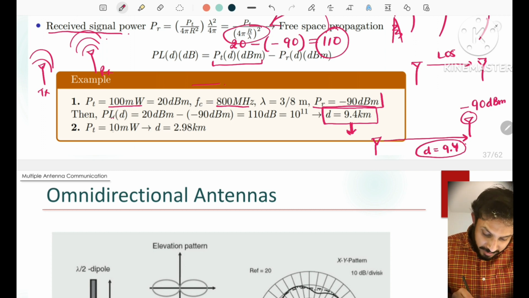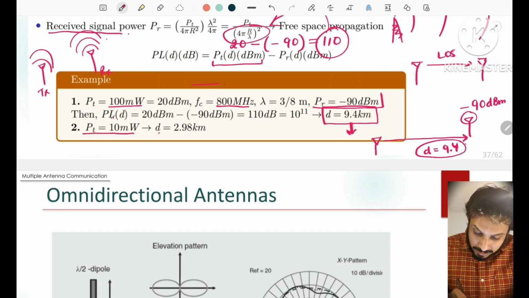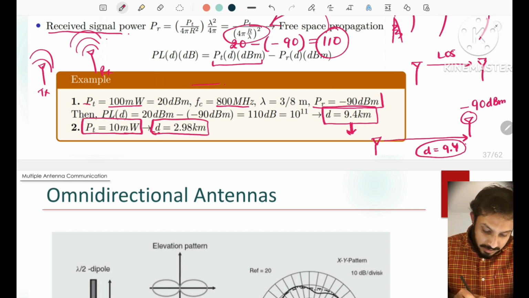Now when we decrease the transmit power, the distance is significantly decreased, and this can also be obtained from the same calculation as in the first example. Now d is approximately equal to 3 kilometers.